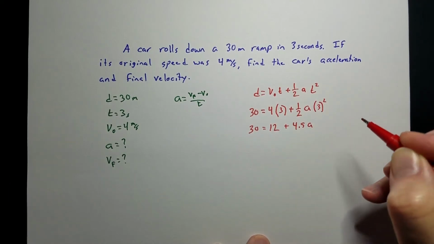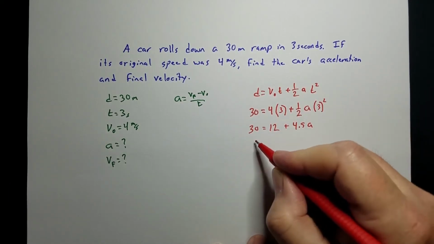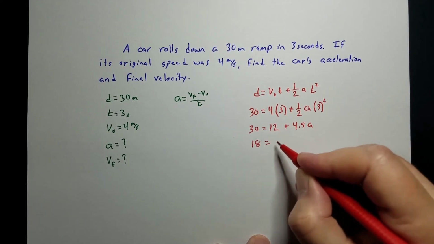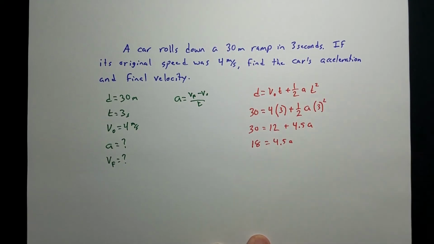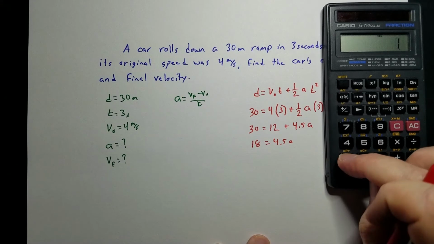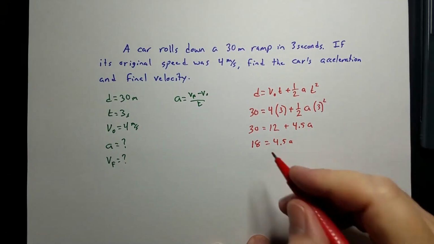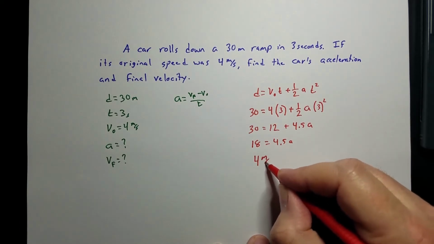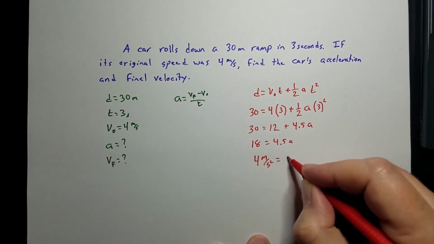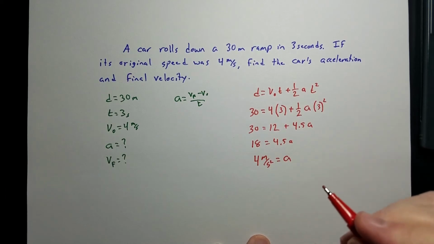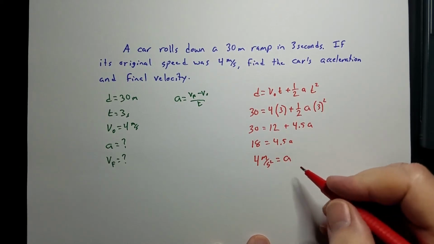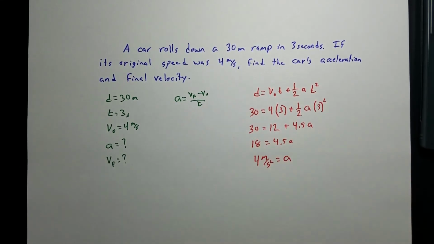4.5a. Move that over. So we get 18 equals 4.5a. We're going to solve for that. So 18 divided by 4.5 gives me 4. So 4 meters per second squared is a. Now that we know that number, we can put it in there. And that means we only have one unknown in that problem. So that means we can solve it.